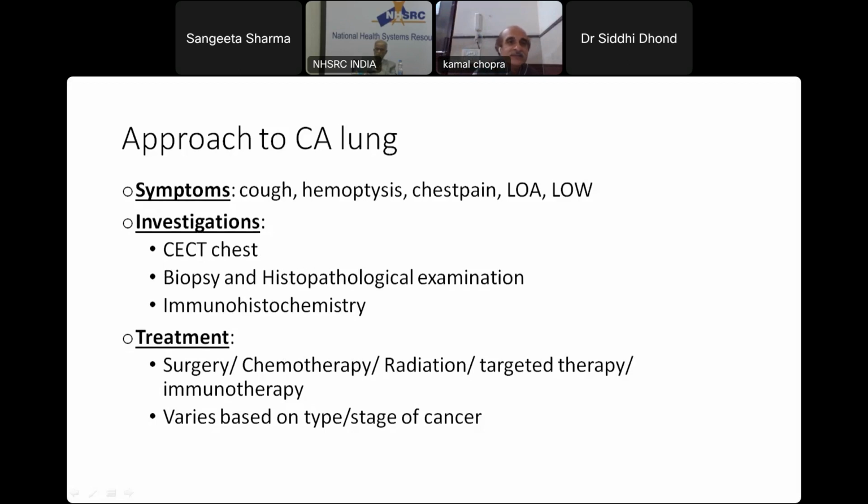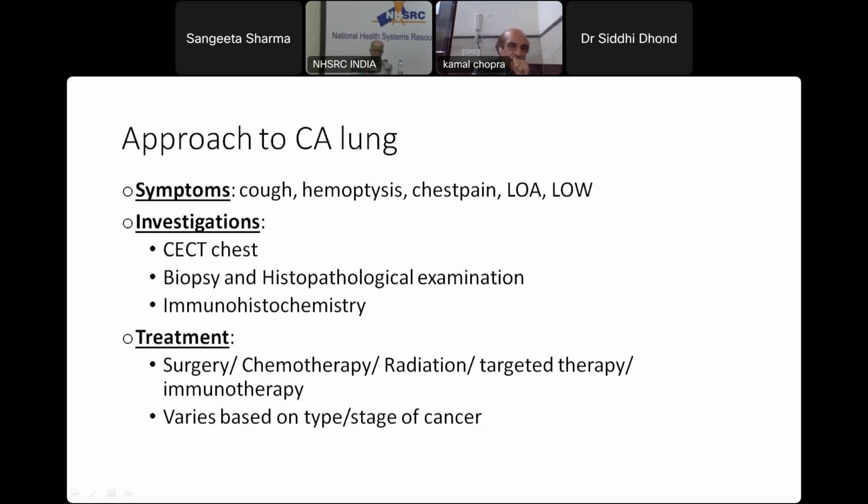CA lung symptoms are usually cough, hemoptysis, chest pain, loss of appetite, loss of weight. These are the common symptoms. Mainly in smokers and old age, we should suspect it. In old age, with every respiratory infection, every pneumonia, we should rule out malignancy. CT scan helps in diagnosis, and final diagnosis comes on the basis of biopsy and histopathological examination. Biopsy can be done through bronchoscopy or closed lung biopsy. Now, newer modalities have also come, like immunohistochemistry, or some molecular tests or markers are available now.